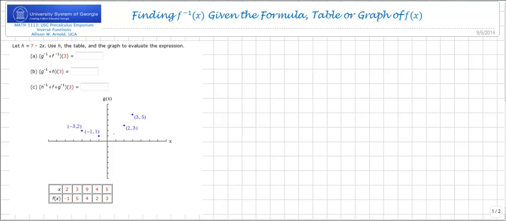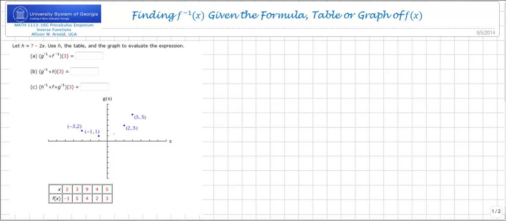So the question at hand is the following. Let h equal 7 minus 2x. Use h, the table that's given describing f of x, and the graph that's given describing g of x to evaluate g inverse of f inverse of 3, g inverse of h of 3, h inverse of f of g inverse of 3. Okay, so that's a lot of symbols.